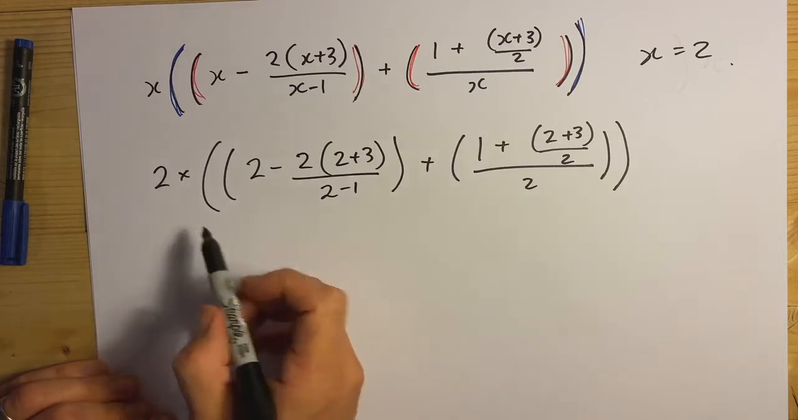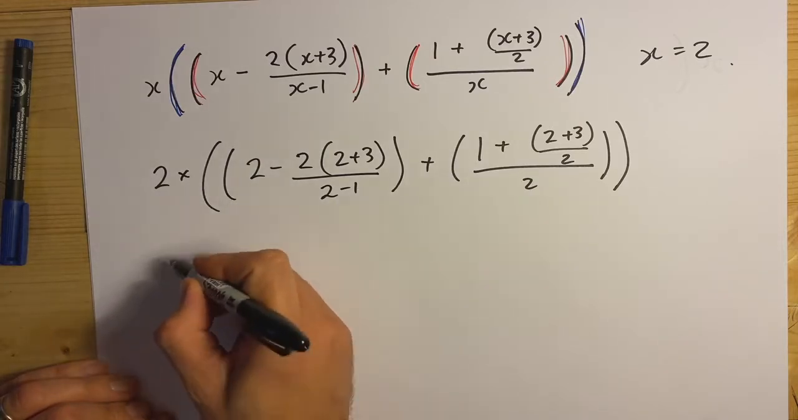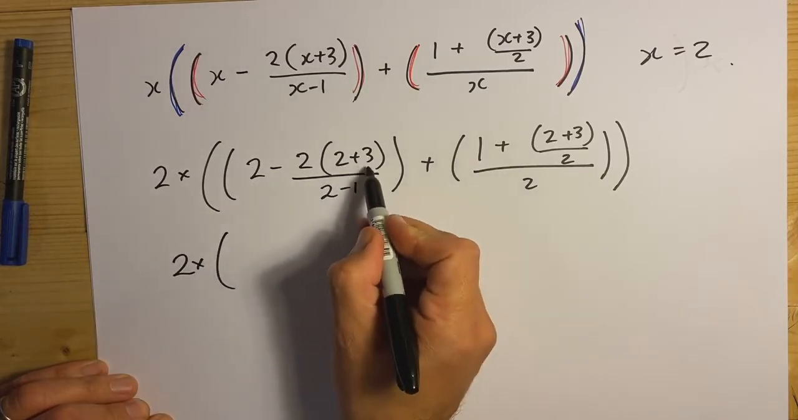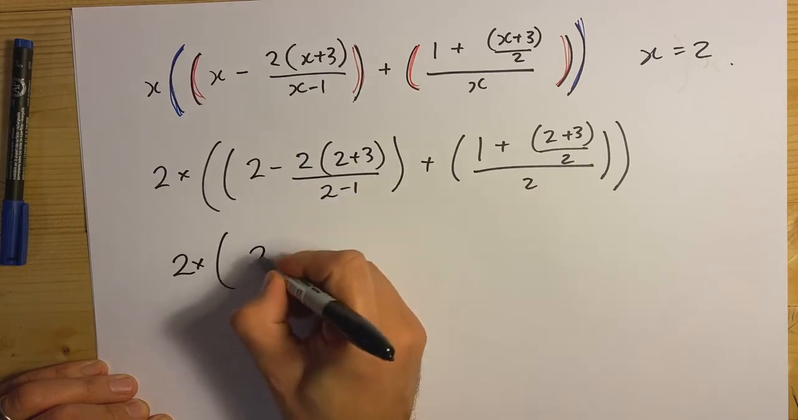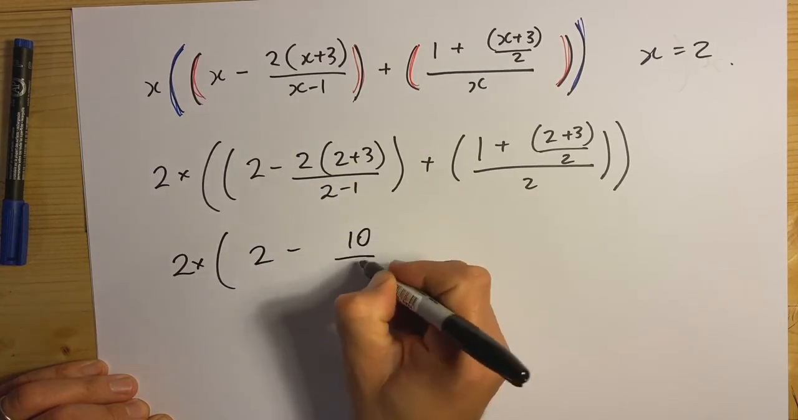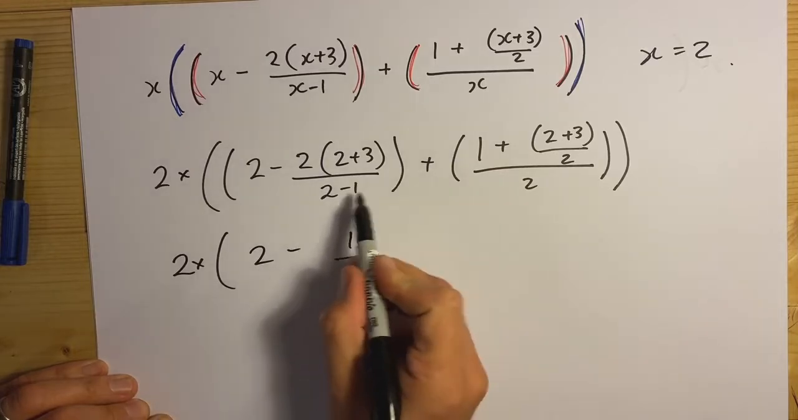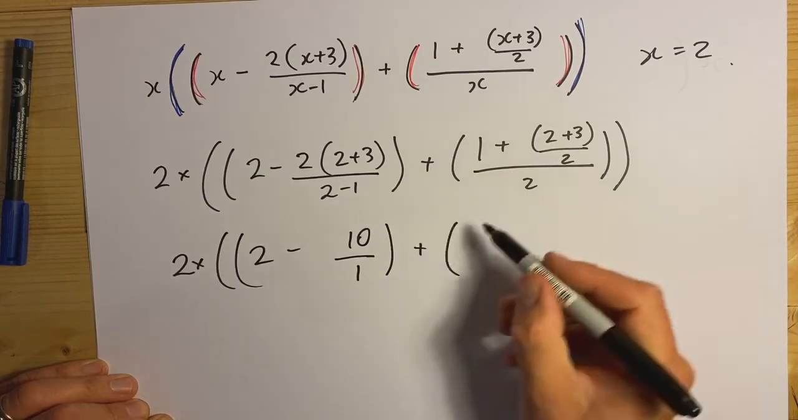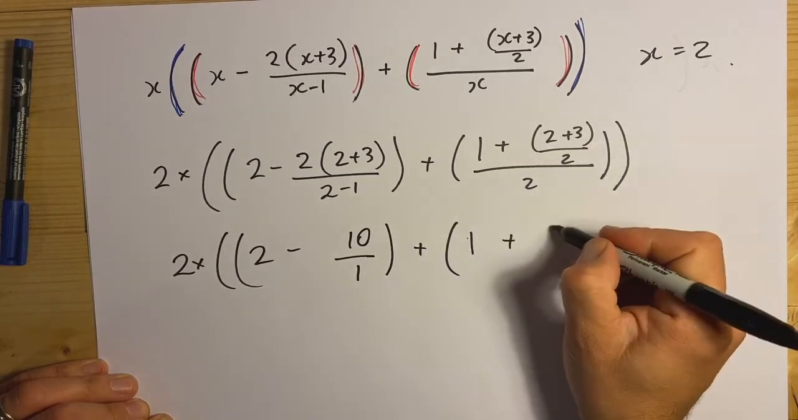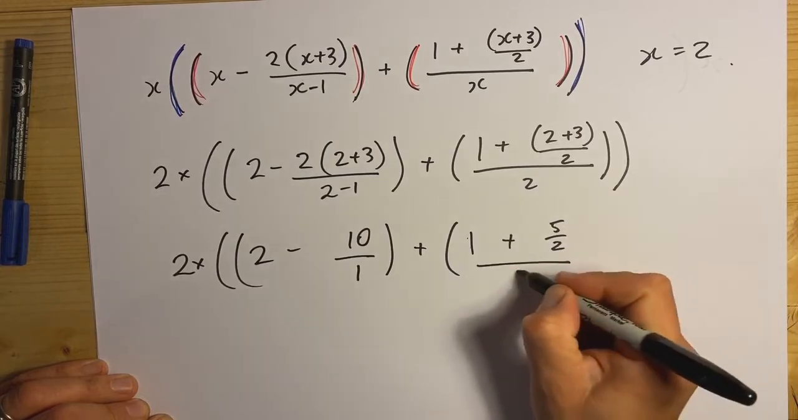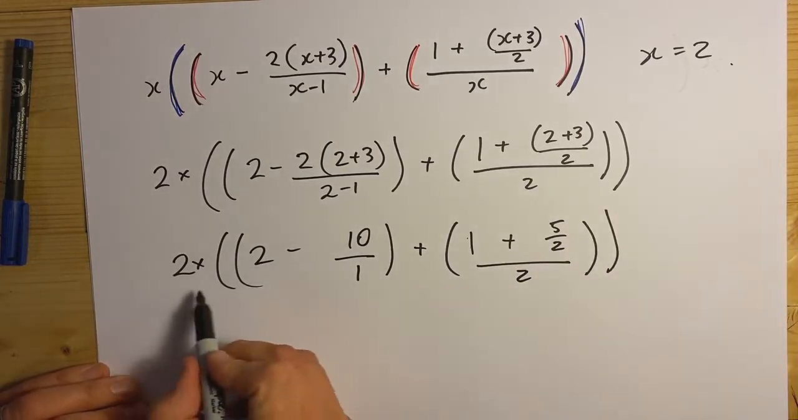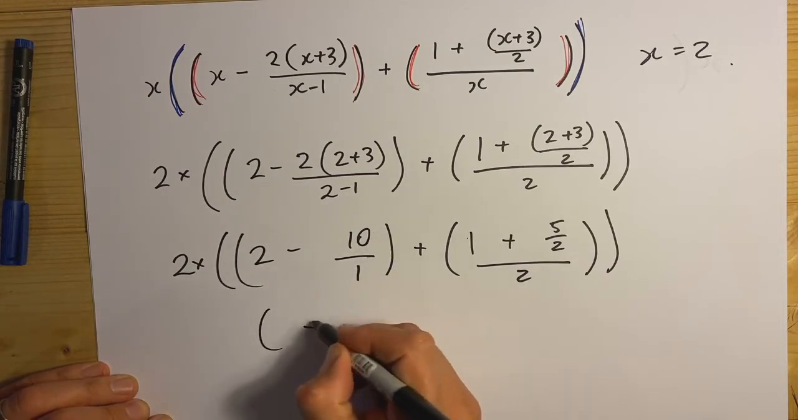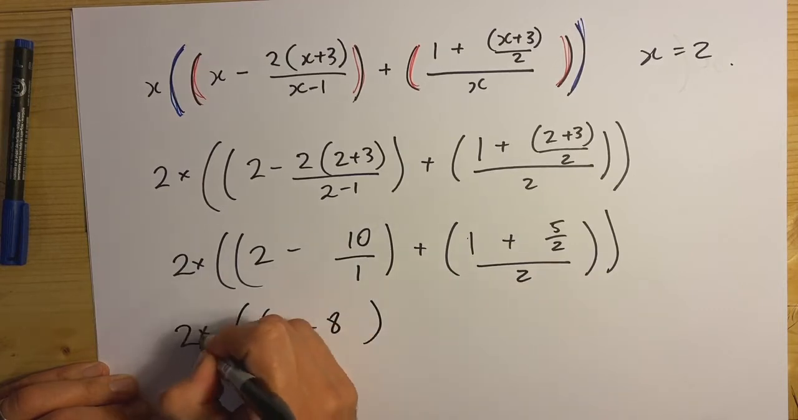Okay, so what we're left with here: 2 plus 3 is 5, 2 times 5 is 10, so we can say there's 2 minus 10 divided by 1, because 2 minus 1 is 1. That's what we've got in that bracket. And then here we've got 1 plus 5 divided by 2, all divided by 2, in that bracket. Okay, so 2 minus 10 over 1 is the same as 2 minus 10, so that bracket now just becomes minus 8. We'll multiply the whole thing by 2.